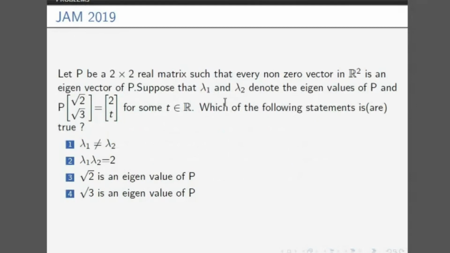This is the next question. P is a real matrix of order 2, such that every non-zero vector in R square is an eigenvector of P. Then, if lambda 1 and lambda 2 are its eigenvalues, and we are given a matrix equation, which of the following are true? That is the question.